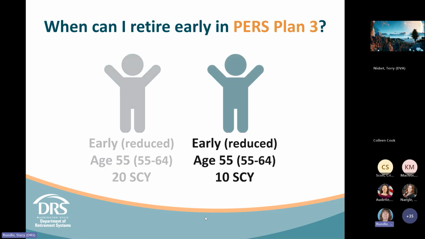The pension part of Plan 3 provides for an early retirement with a reduced benefit as early as age 55 if you have achieved 10 years of service credit. Now, for both plans, if you have earned at least 30 years of service credit, the reduction factors are more favorable.